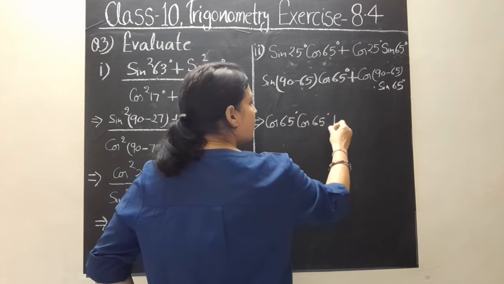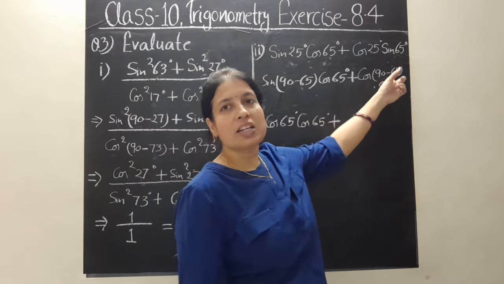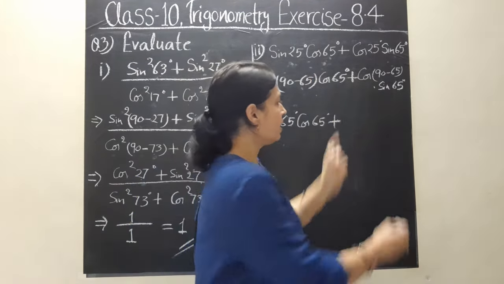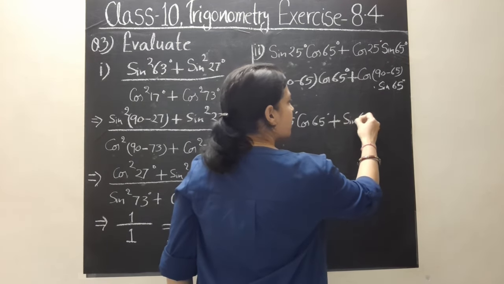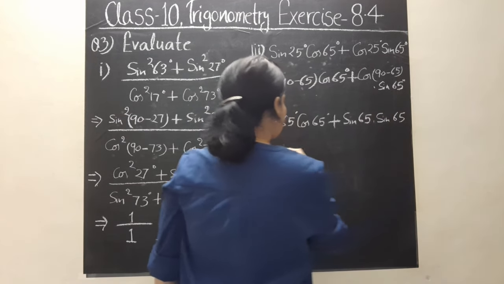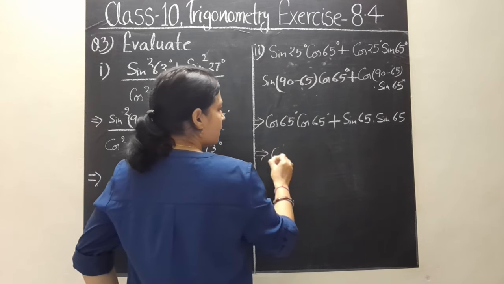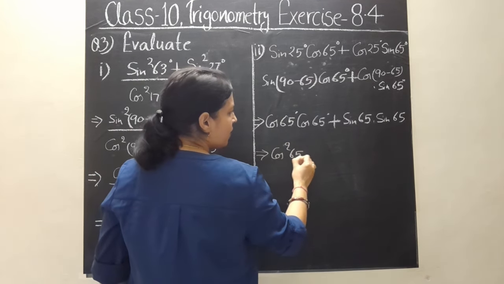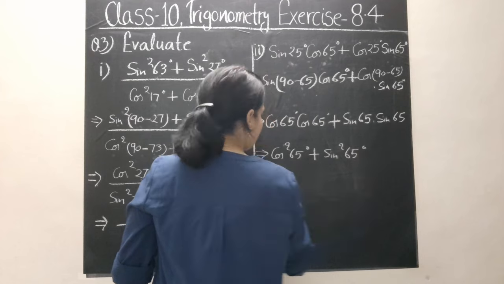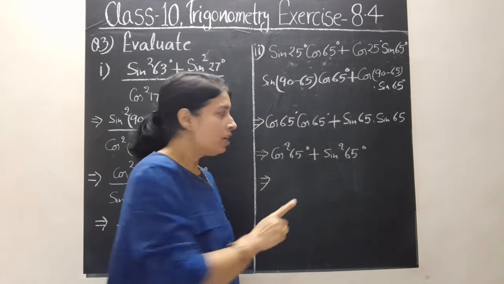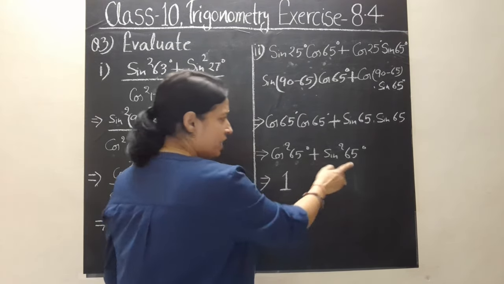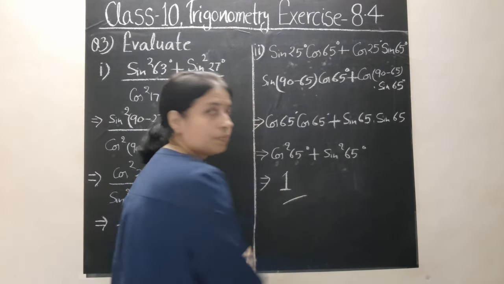This one is in degree, plus, right, here it is cos 90 minus 65. What is the value of cos 90 minus A? Yes, cos 90 minus A is equal to sin A. So write here sin A, A is 65, sin 65 into sin 65. So you can write cos square 65 degree plus sin square 65 degree. We know that cos square A plus sin square A is 1. So sin square 65 plus cos square 65 will be also 1. Here A is 65. So your answer is 1.